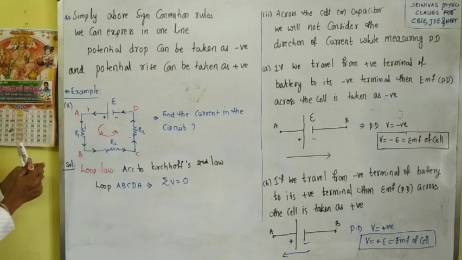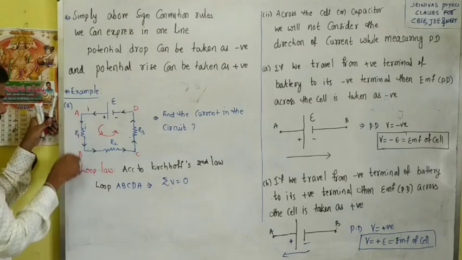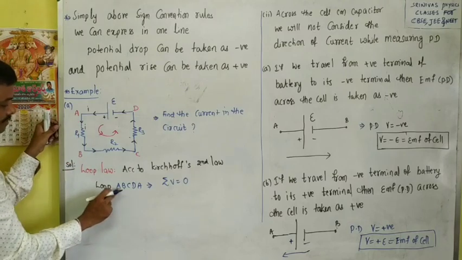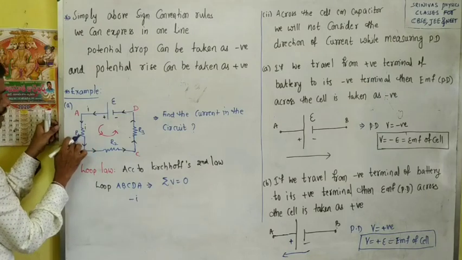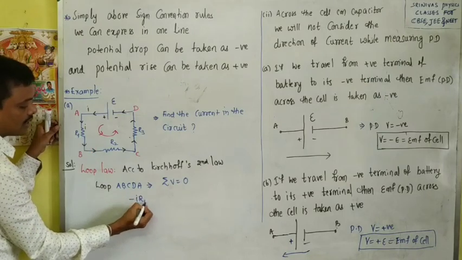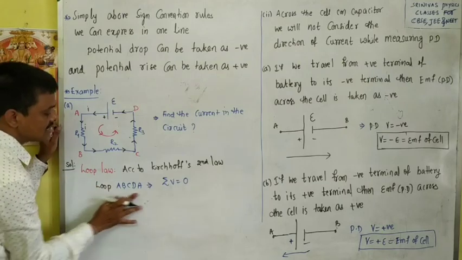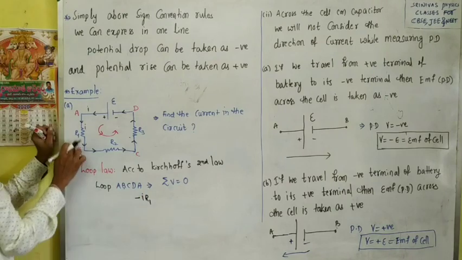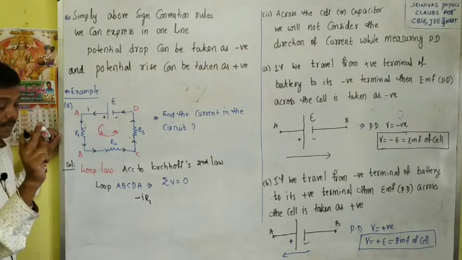A to B, the current is downward. When you go in the direction of the current, what happens? You have to take the potential difference as negative. High potential to low potential, a potential drop occurs. That's why we take it as negative. What is the potential difference across AB? When you go from A to B, the potential difference is IR according to Ohm's law, so it is minus IR1. Why are we taking the minus? Because you are going in the direction of the current. That is the sign convention, first point.